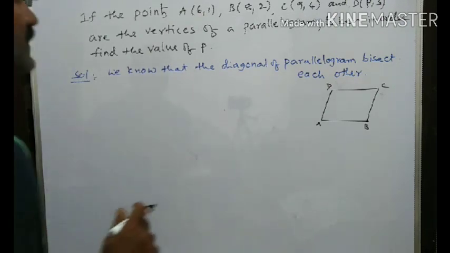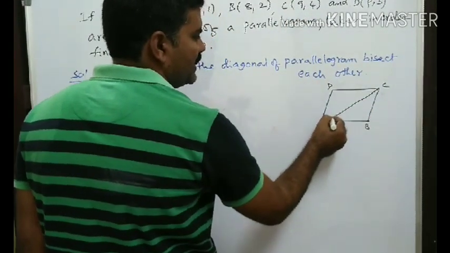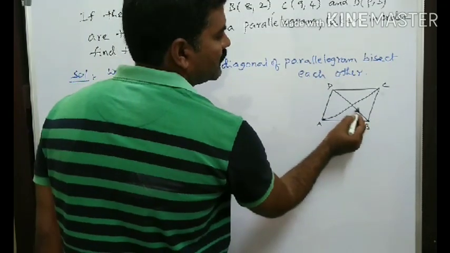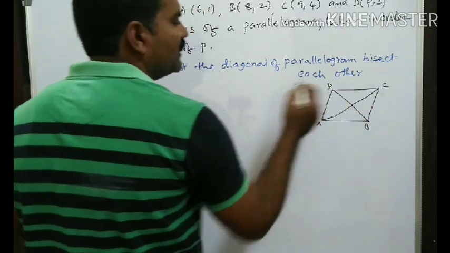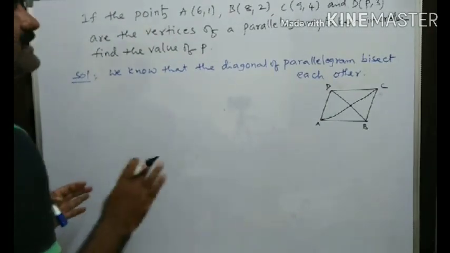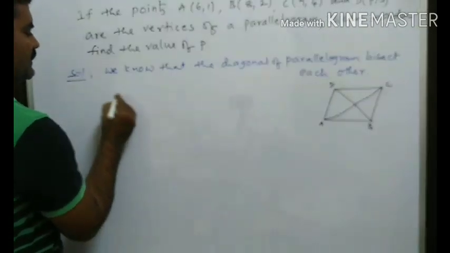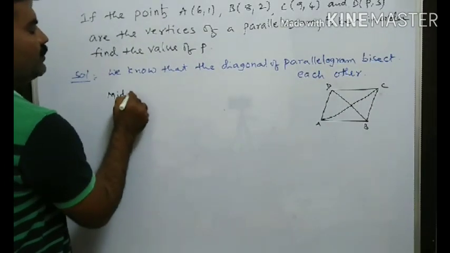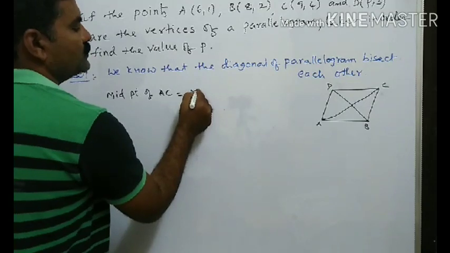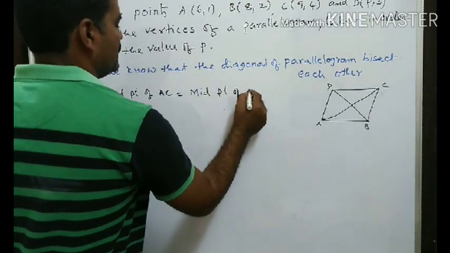So we know that if ABCD is a parallelogram, then AC is one of the diagonals and BD is the other diagonal, and moreover we know that in a parallelogram the diagonals bisect each other. What is the meaning of bisect each other? It is nothing but the midpoint of diagonal AC is equal to the midpoint of diagonal BD.